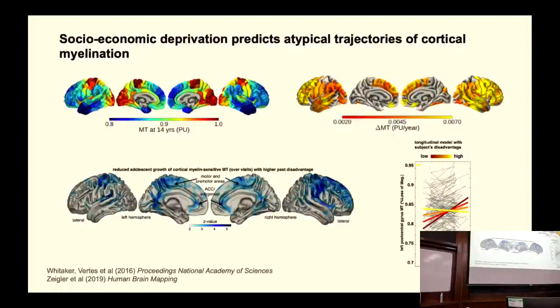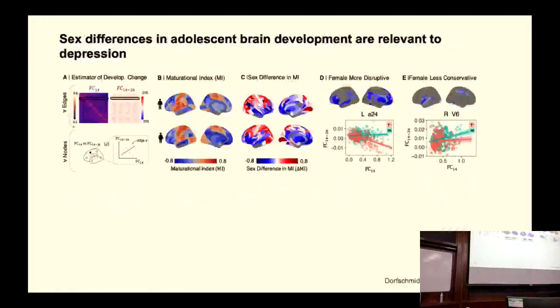So I think we do need to get a little bit more epidemiological in how we think about large-scale neuroimaging studies, and we probably need to make more deliberate efforts to be inclusive of traditionally underrepresented groups, which include people with low SES status. Sex is also important, and this is work from Leonard Dorschmidt, another PhD student in the lab, and these are functional MRI data.